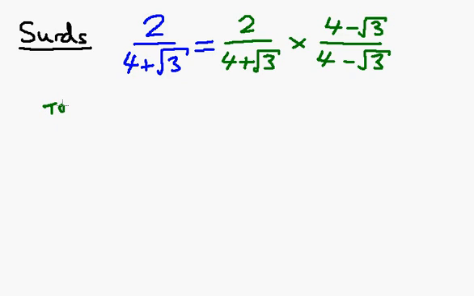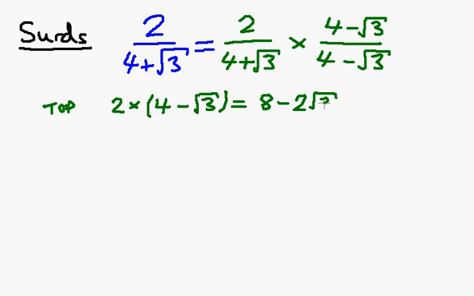Okay, so we've got 2 times 4 minus root 3, which is going to be equal to 2 times 4 is 8, and 2 times minus root 3 is minus 2 root 3. So that is what will be going on the top of my fraction.